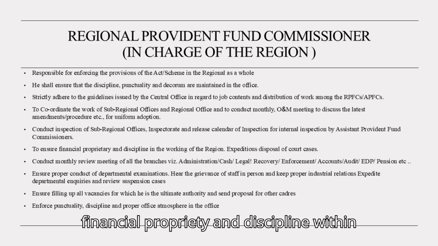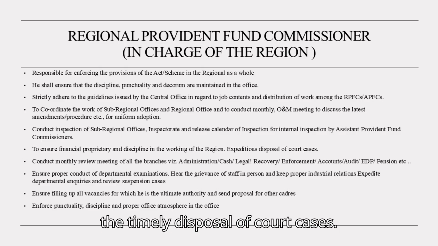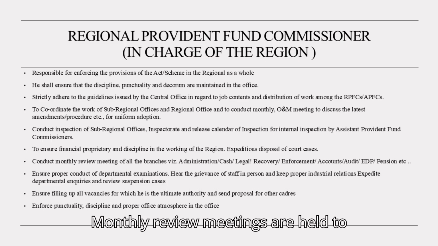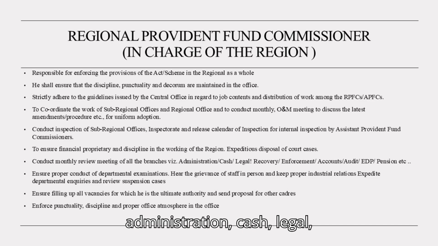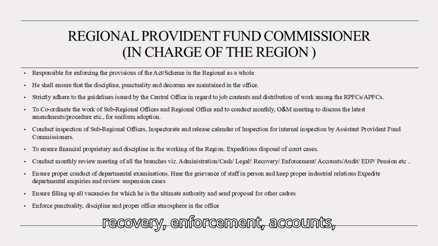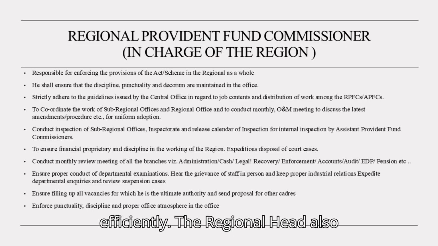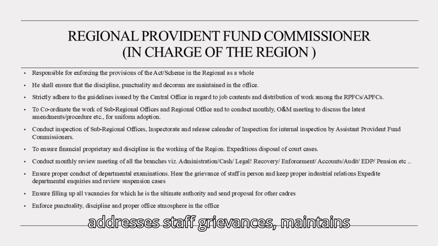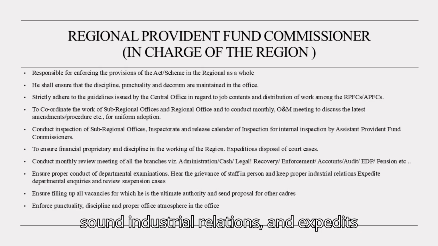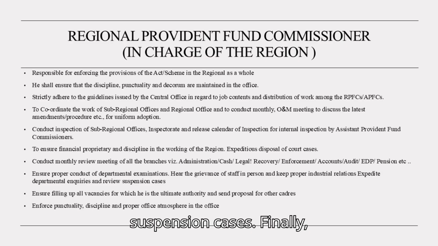Ensuring financial propriety and discipline within the region is critical, as is ensuring the timely disposal of court cases. Monthly review meetings are held to assess all the branches, including administration, cash, legal, recovery, enforcement, accounts, audit, EDP, and pension, ensuring that all units are performing efficiently. The regional head also oversees the proper conduct of departmental examinations, personally addresses staff grievances, maintains sound industrial relations, and expedites departmental inquiries and reviews of suspension cases.